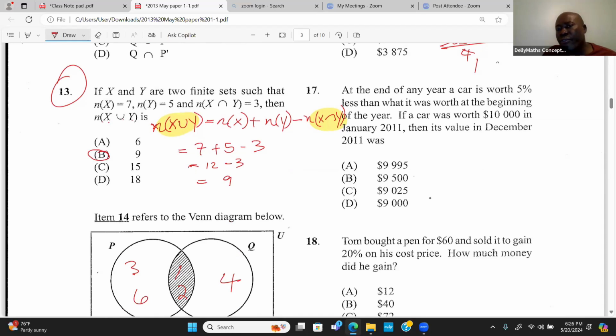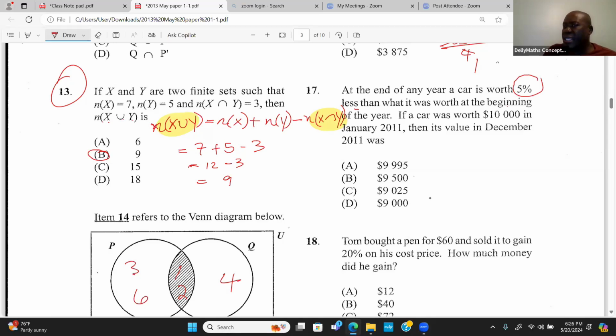At the end of any year, a car is worth, take a look at this. At the end of any year, a car is worth 5% less than what it was worth in the beginning. You see the percentage that I'm talking about? They love to use things that you can link 10 to. Because even the 25%, I could have linked 10 to it, but I just couldn't bother, right?